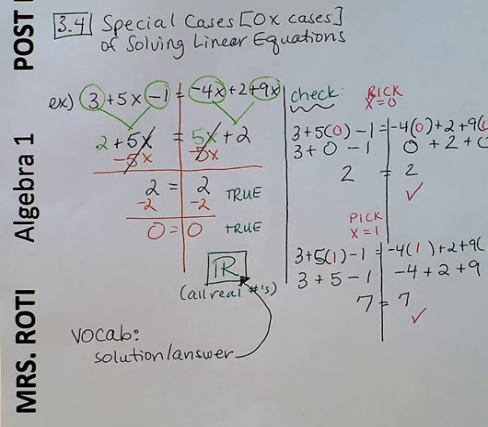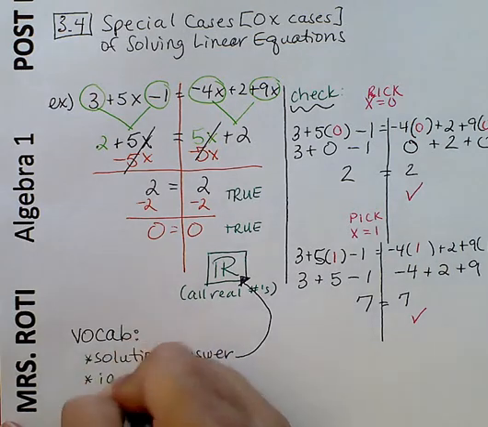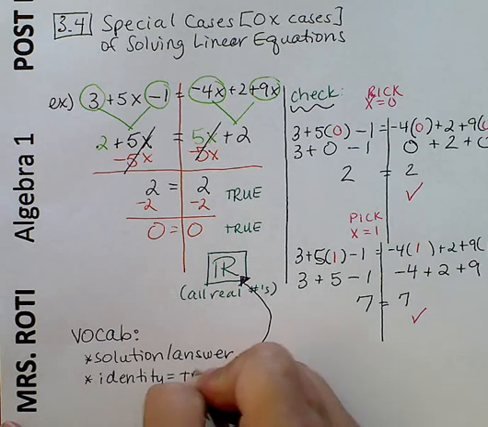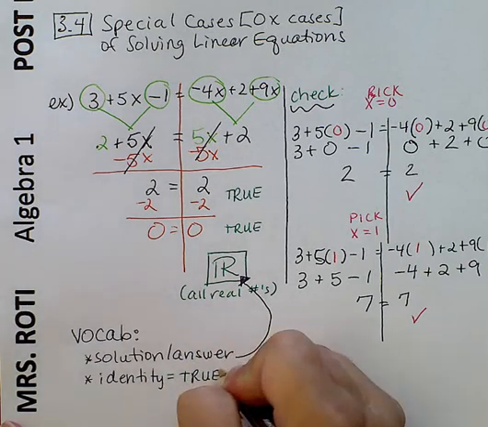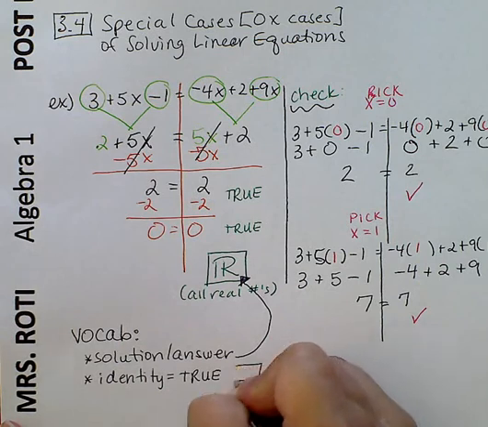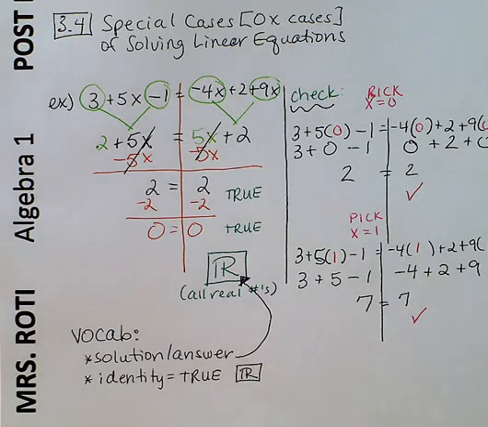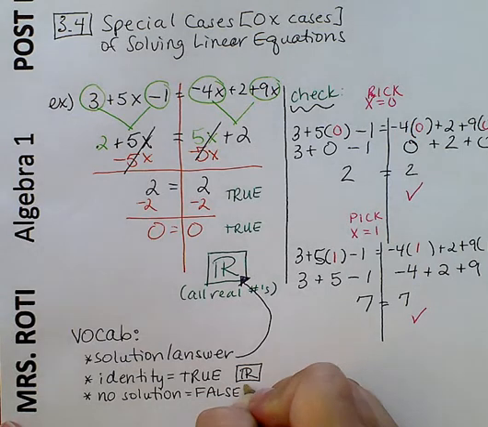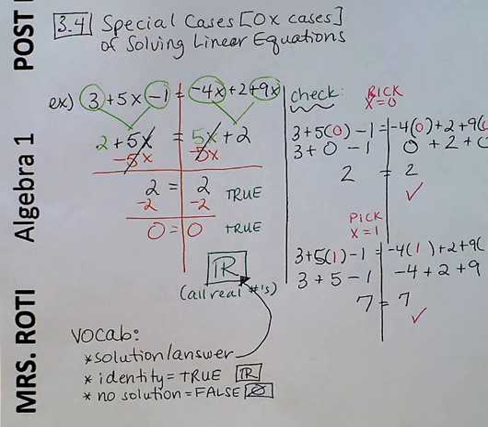You also need to know what an identity is. Remember, an identity is a statement that is always true. So if you have an identity, remember your answer is going to be the all real numbers symbol. And remember, if you have a no solution case, your final step is going to show you false. And so your answer on the answer line is going to be no solution. We commonly use that symbol.